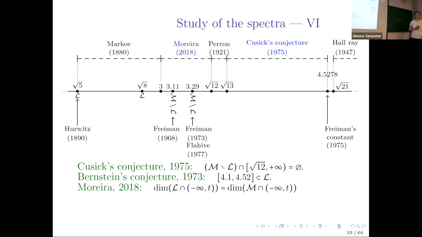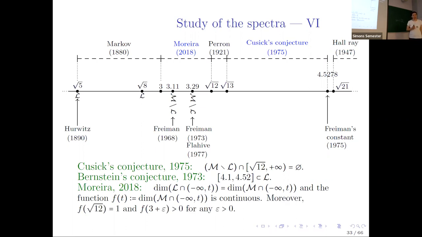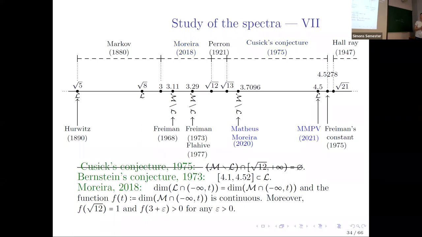And finally, more important to us is that Gustavo Moreira in 2018 introduced a dimension function, which is the dimension of the Lagrange spectrum or Markov spectrum in the interval from minus infinity to t. He proved that this function is monotone and continuous, and that it is bigger than zero for every t bigger than 3. Okay.